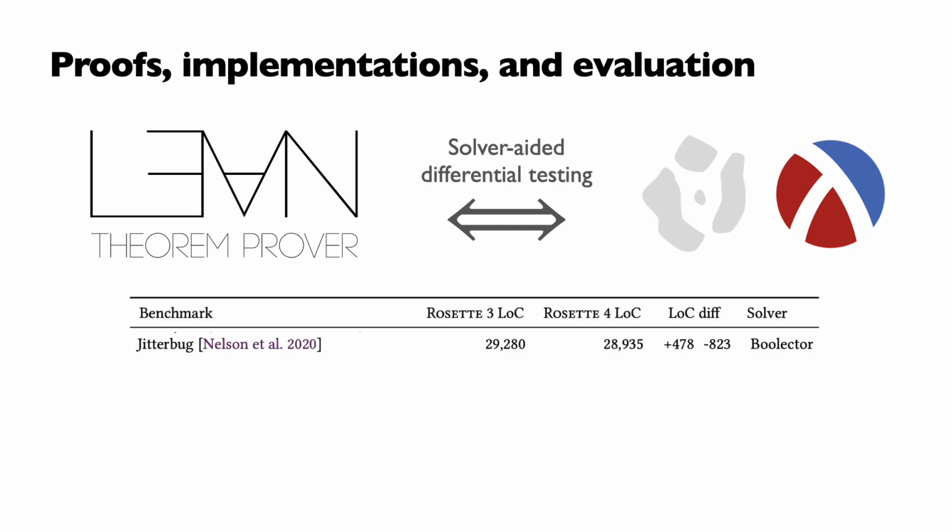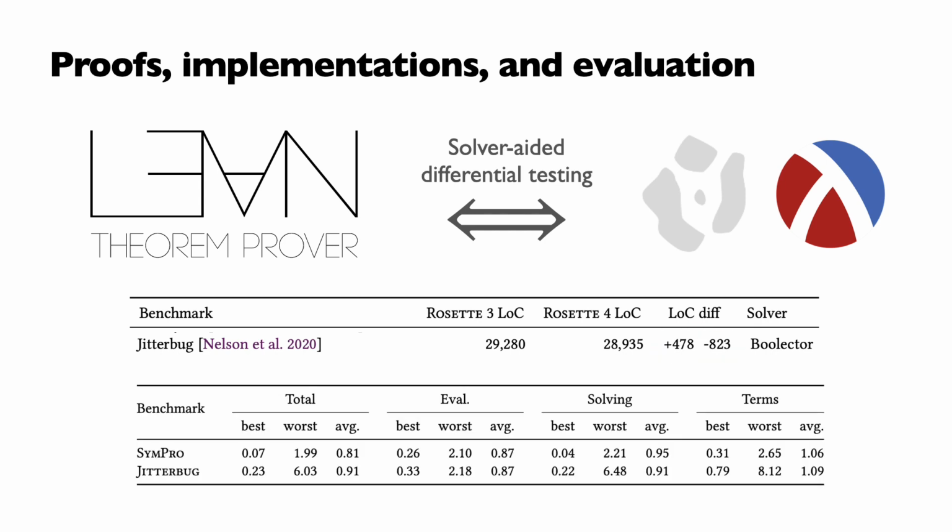Evaluation shows that when comparing the previous Rosette system, Rosette 3, against the new Rosette system, Rosette 4, with our new symbolic evaluation semantics, programs can utilize the expressiveness of Rosette 4, leading to simpler and more concise code. Evaluation also shows that Rosette 4 has a performance that is as good as Rosette 3 and sometimes is even better.